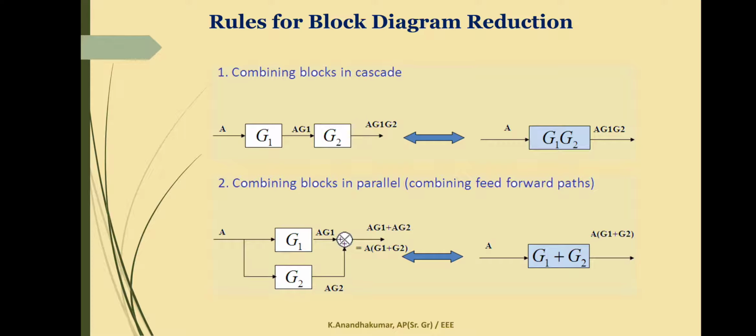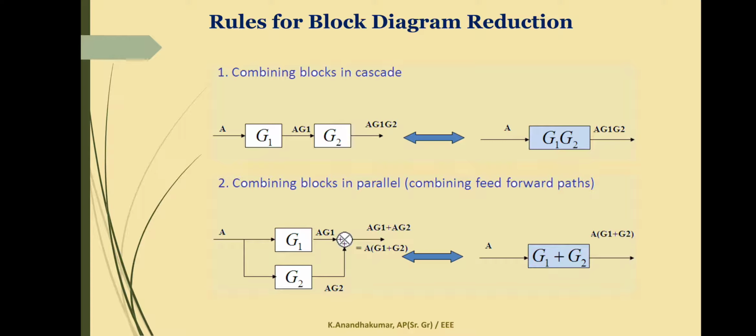The first rule is combining blocks in cascade. Let us consider that two blocks G1 and G2 are in cascade. In that situation, the two blocks can be combined together into a single block with the gain of G1 multiplied by G2. So the net output will not change. The only thing we want to notice while applying block diagram reduction is that whatever changes you make in the actual block diagram should not affect the actual dynamics of the system.